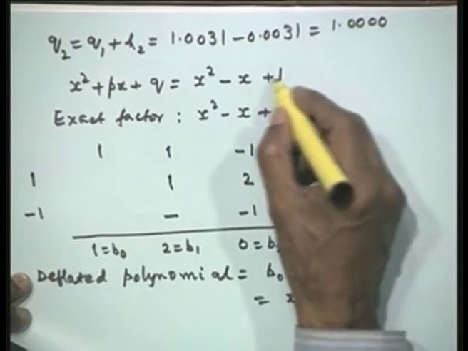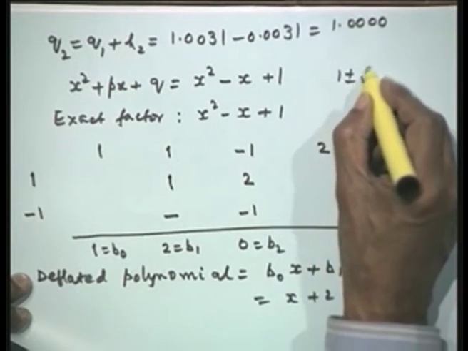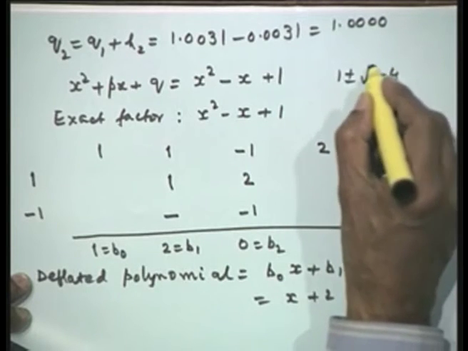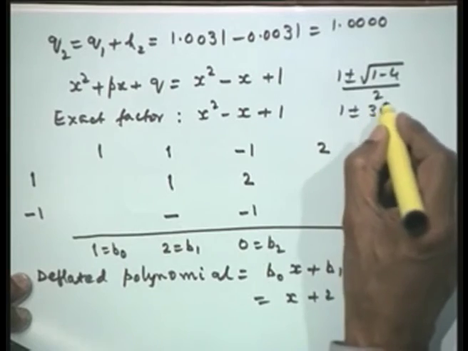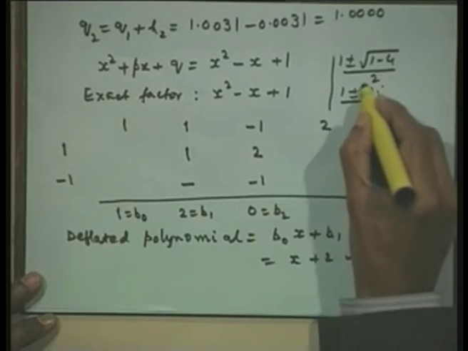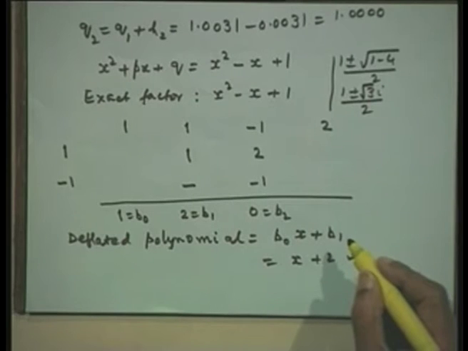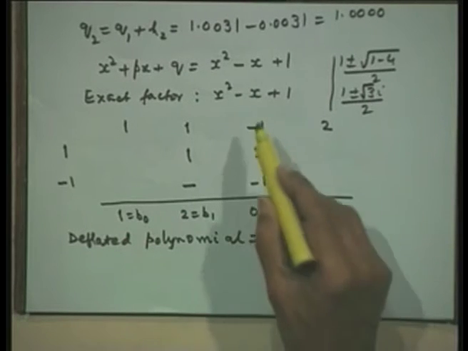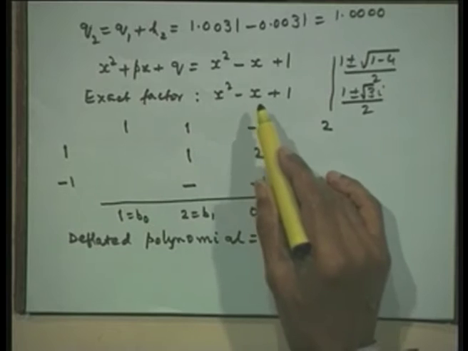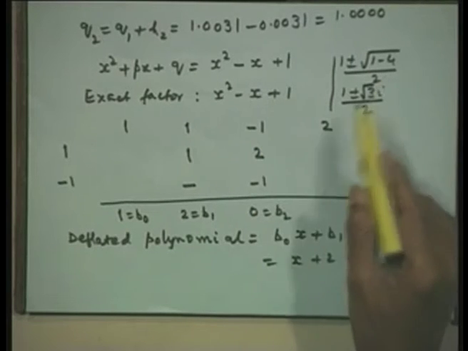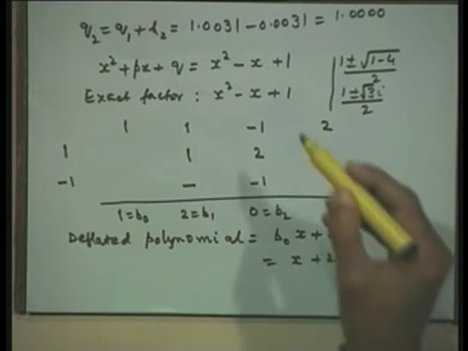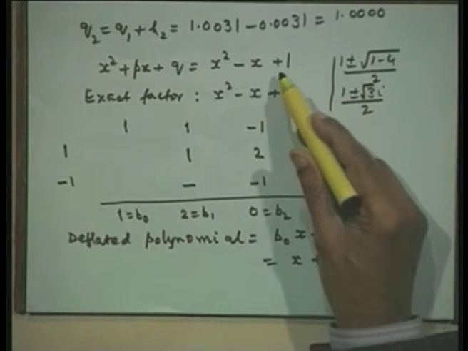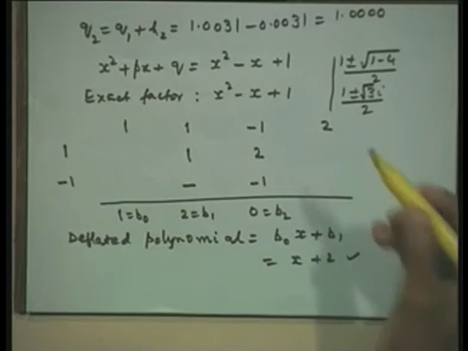So what is this complex pair? This is 1 plus minus root of 1 minus 4 by 2. So what we are really getting here is the complex pair. We are getting this complex pair from this particular value. So once you obtain the quadratic factor, the complex pair is obtained from here, and whatever is left out would be the deflated polynomial, on which we can again use the same method to get the quadratic factor, but if it is finally an odd polynomial, we will land up in a linear polynomial.